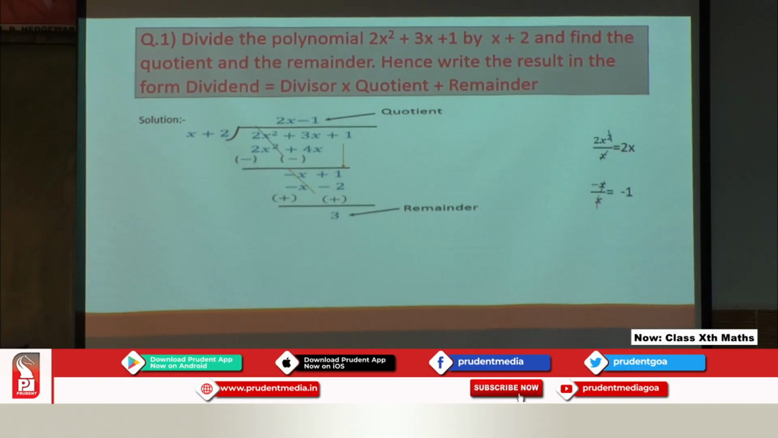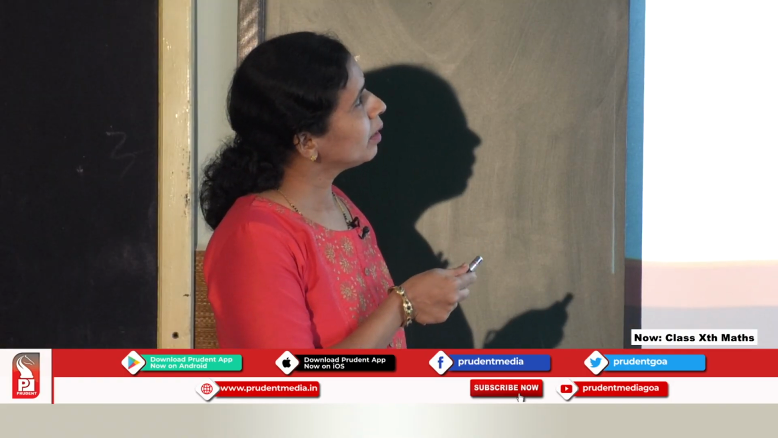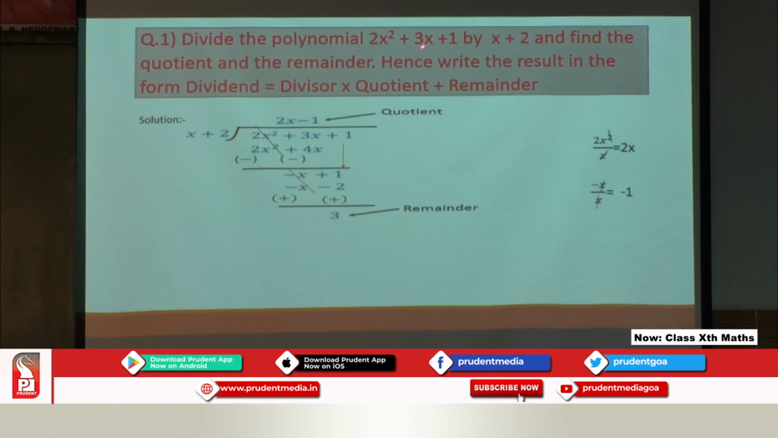See, this is one type of question now. Divide the polynomial 2x square plus 3x plus 1 by x plus 2 and find the quotient and the remainder. Hence, write the result in the form dividend is equal to divisor into quotient plus remainder. In this question, we should find out the quotient and the remainder, and then write the result in the form dividend is equal to divisor into quotient plus remainder.